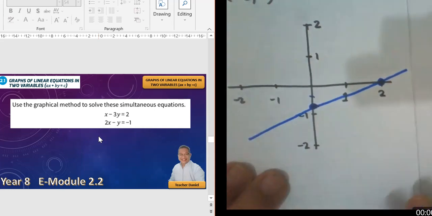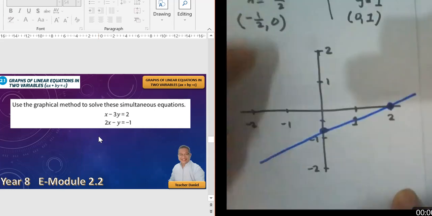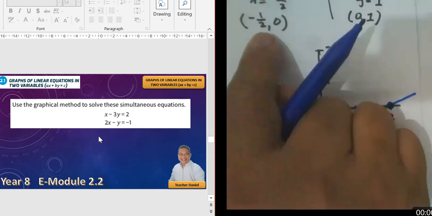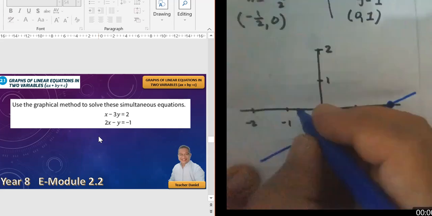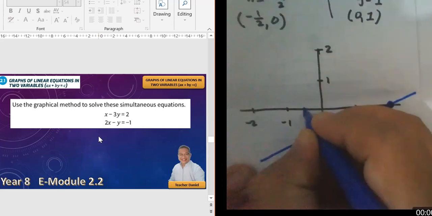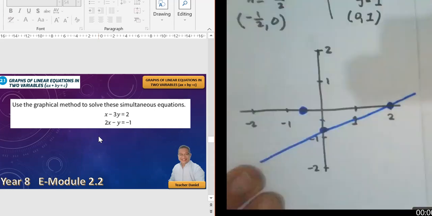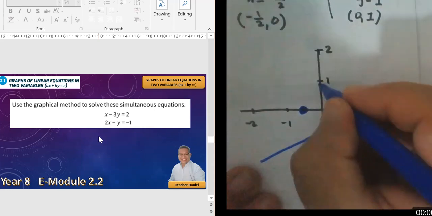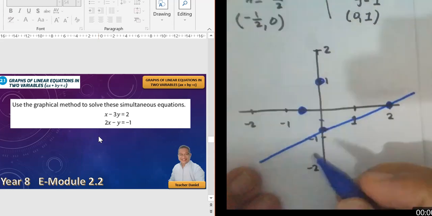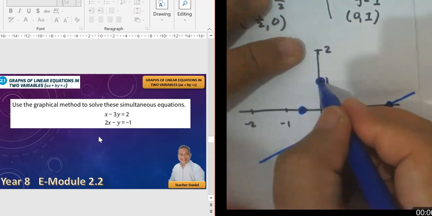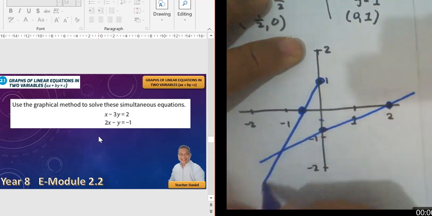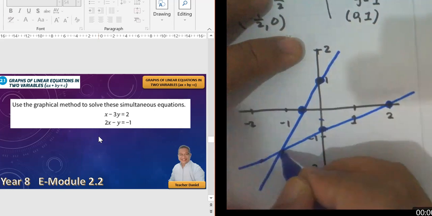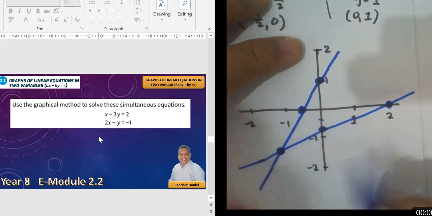All right. And then now you're going to plot these two. Now you have (negative 1 half, 0). So negative 1 half, 0 is somewhere here. And then you have (0, 1). So (0, 1) is this one. All right. Then now we're going to draw that. Okay. And this is now the solution.